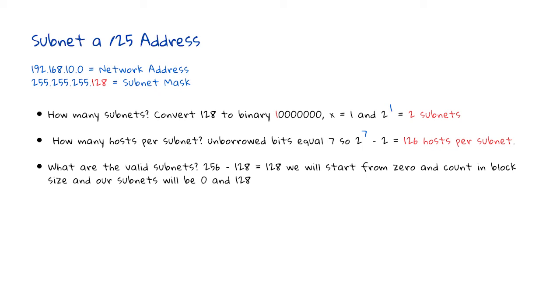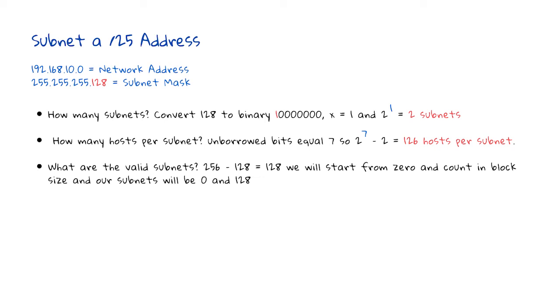So to answer our question, we need to convert our decimal 128 into binary first. And 128 in binary is equal to 10000000. So we're only borrowing 1 bit from our host ID. The formula to calculate the number of networks that we can create is 2 to the power x, where x is the number of borrowed bits. In our case, it's 2 to the power 1, so we can only create 2 networks.